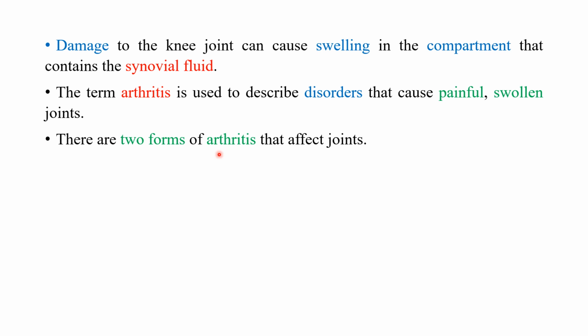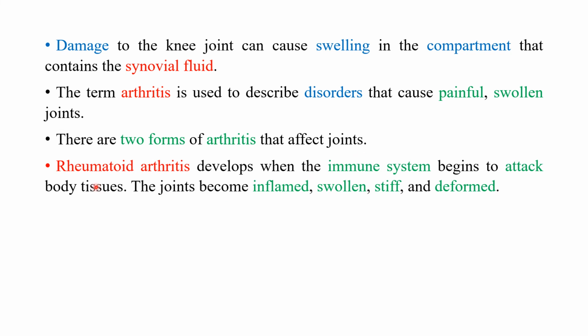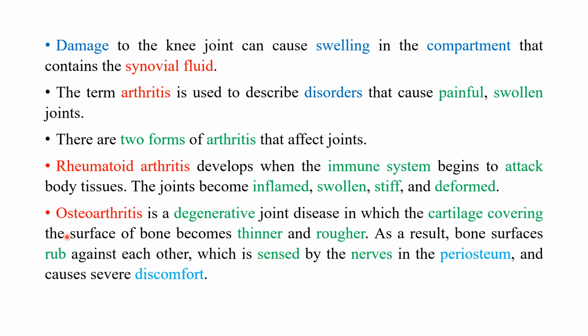There are two forms of arthritis that affect joints. Rheumatoid arthritis develops when the immune system begins to attack body tissue. The joints become inflamed, swollen, stiff, and deformed. Osteoarthritis is a degenerative joint disease in which the cartilage covering the surface of bone becomes thinner and rougher. As a result, bone surfaces rub against each other, which is sensed by the nerves in the periosteum and causes severe discomfort.